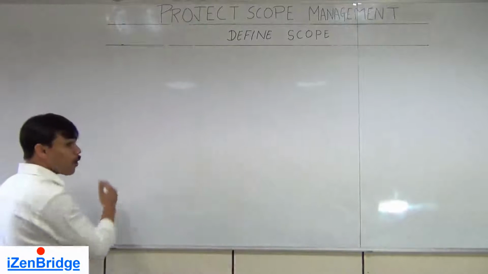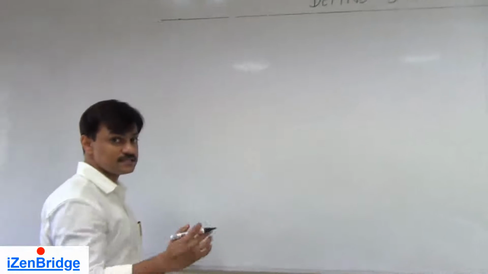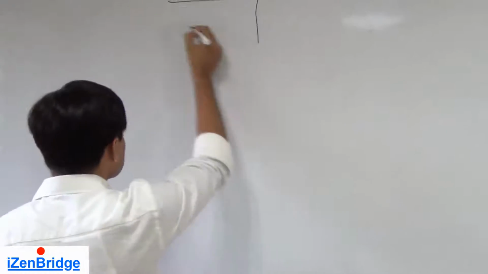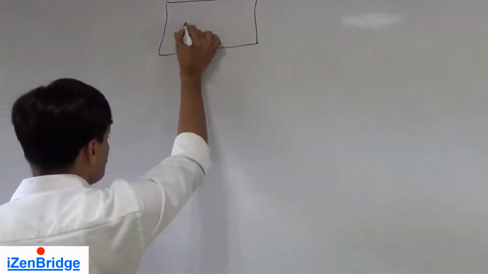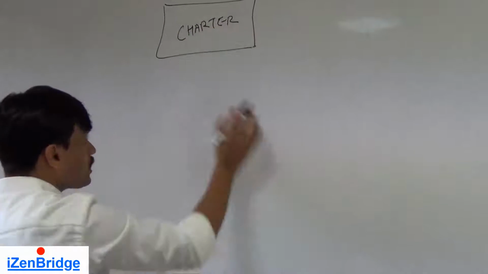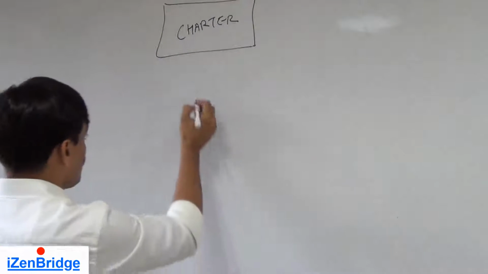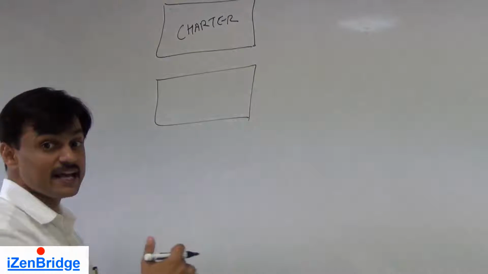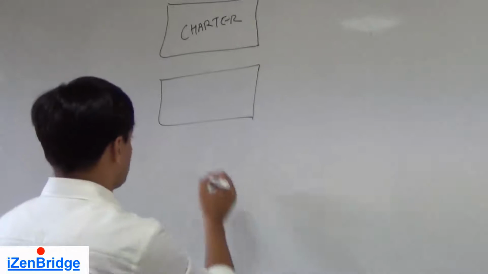So let us look at the inputs of define scope. We need to know what we want to work on, what our outputs are, and what the expectation of our end customer is. The expectations, needs or requirements of our end users are communicated to us initially in the form of a charter. So we got a project charter, which talks about what is needed and what is expected from this project. And the second document which we got, which also communicates the expectation of the software, is the requirement documentation.